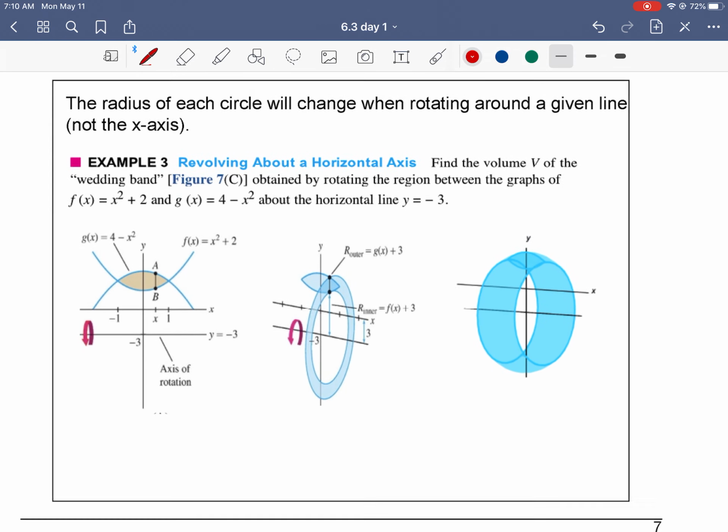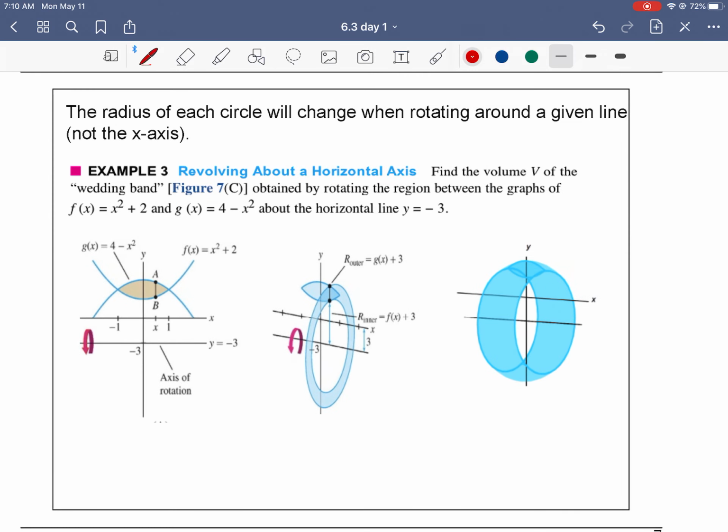Okay, one more example. This one, it's still a vertical rotation. We still have a horizontal axis, but our horizontal axis is now -3. So our axis of rotation changed. Okay. So all 3 pictures are here. Sometimes that's helpful, sometimes it's a little bit more intimidating, but let's walk through them.